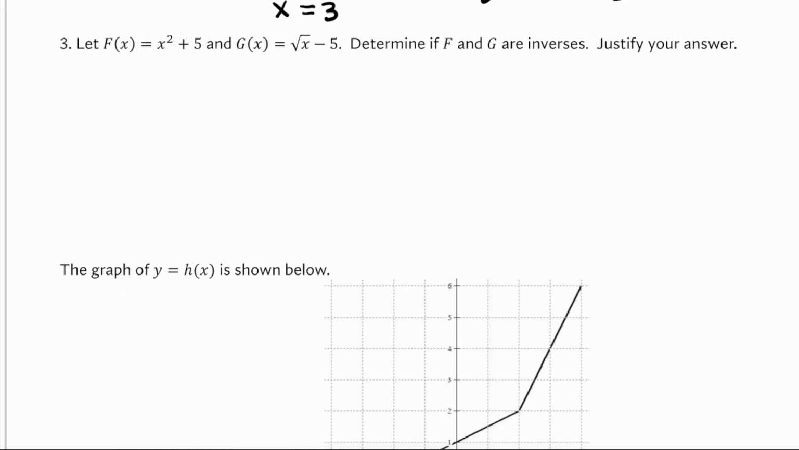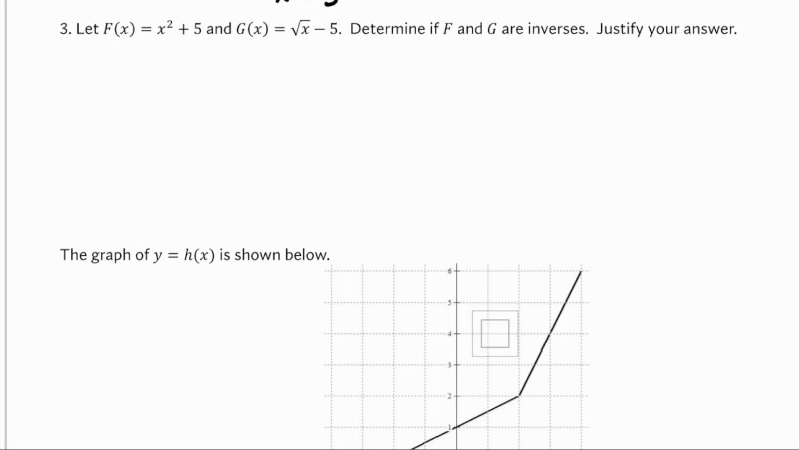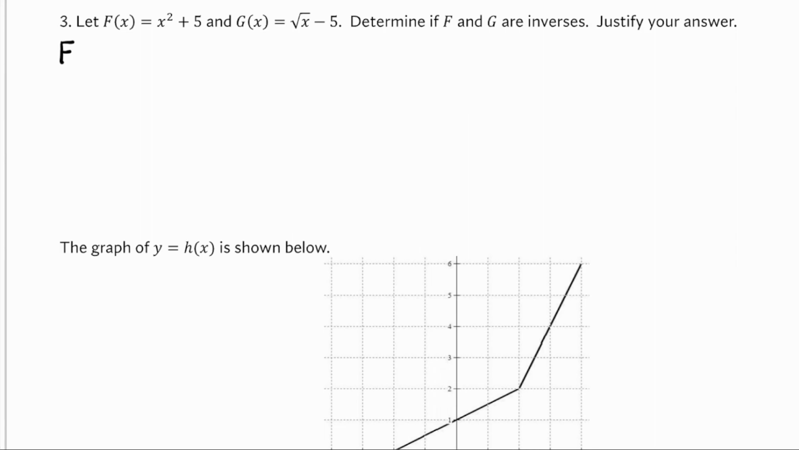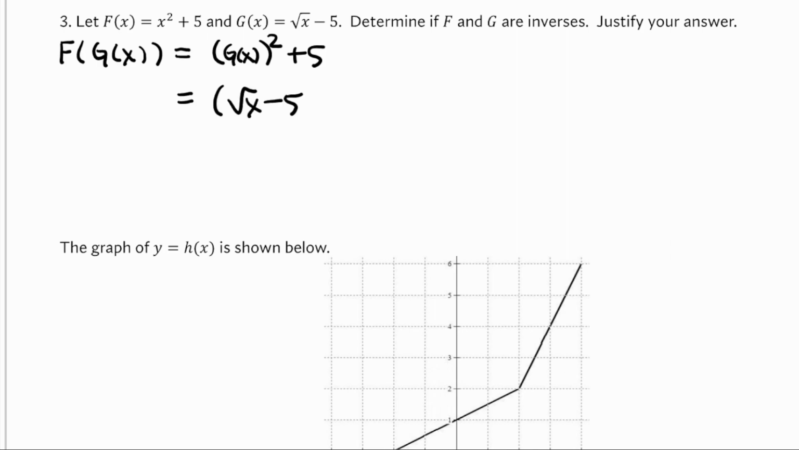If we're given a pair of functions and asked to determine if they're inverses, we're going to use composition of functions. Okay, that's the definition of inverse functions, is that I need to be able to take f of g of x and g of f of x and have them both come back just x. If either one of them were to not come back x, then I would know they weren't inverses. So f of g of x, wherever I see x in the formula for f, I'm going to replace it with g of x. So I'm going to have g of x squared plus 5, and that would be the square root of x minus 5, squared, plus 5.